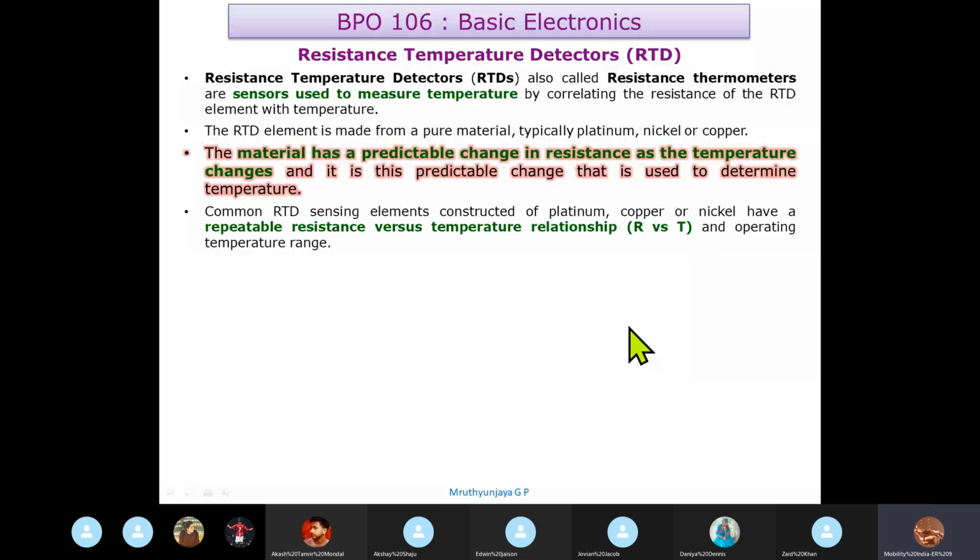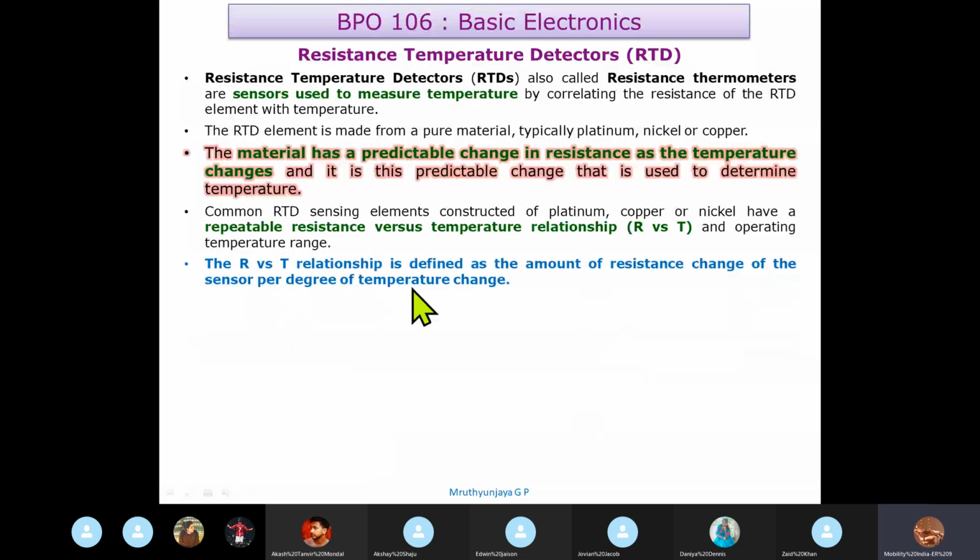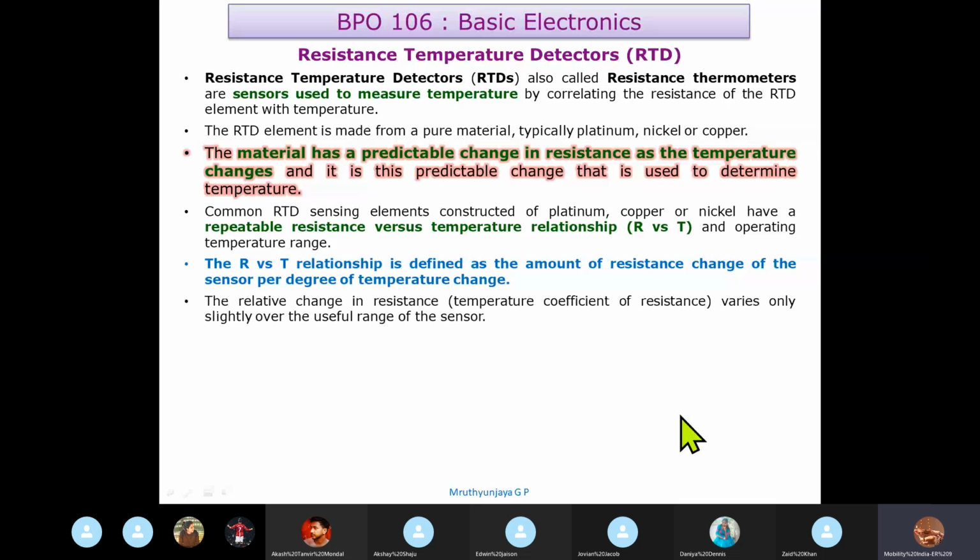Typical application. The R versus T relationship is defined as the amount of resistance change of the sensor per degree temperature change. Same definition of R versus T relationship. See, here the main focus point is the relative change in resistance. The change in resistance with change in temperature varies only slightly over the useful range of the sensor.